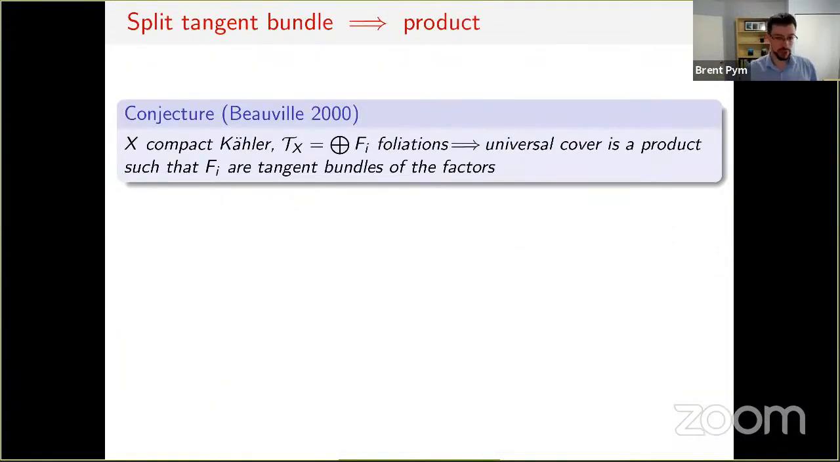Okay, so how does this help us? Well, if you have a compact Kähler manifold whose tangent bundle is split as a direct sum of integrable subbundles, then a conjecture of Beauville suggests that this compact Kähler manifold should decompose as a product after passing to the universal cover. It should decompose in such a way that these foliations that you have are exactly the foliations corresponding to the factors in the decomposition of the universal cover.